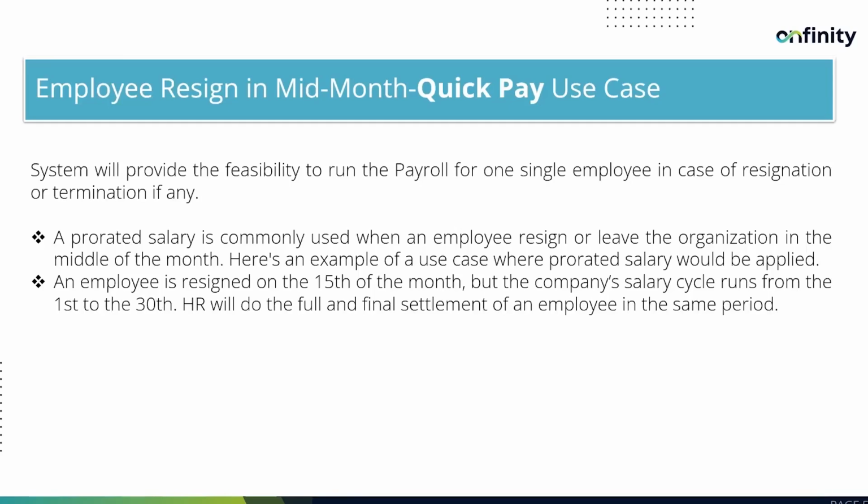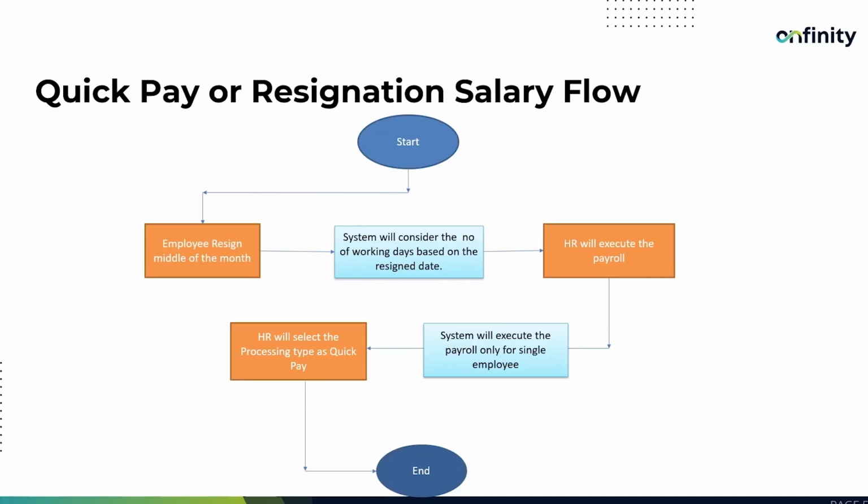Just like with joining mid-month, a prorated salary is commonly used when an employee resigns or leaves the organization partway through a month. Here's an example use case where prorated salary would be applied. An employee resigns on the 15th of the month, but the company's standard salary cycle runs from the 1st to the 30th. HR will process the full and final settlement for this employee in that same pay period when they resigned. Here we have the workflow for using the quick pay function for such cases.